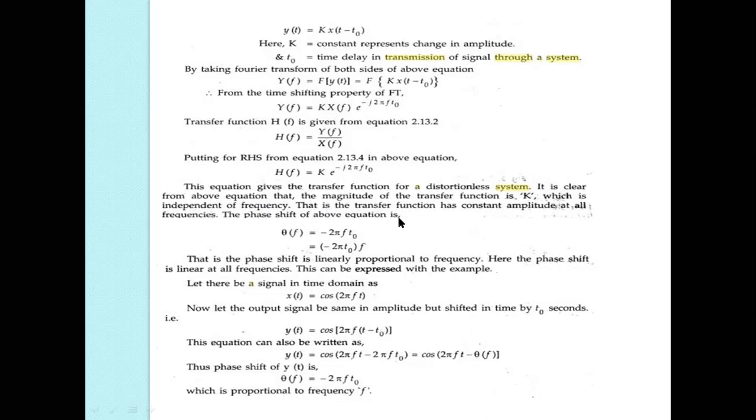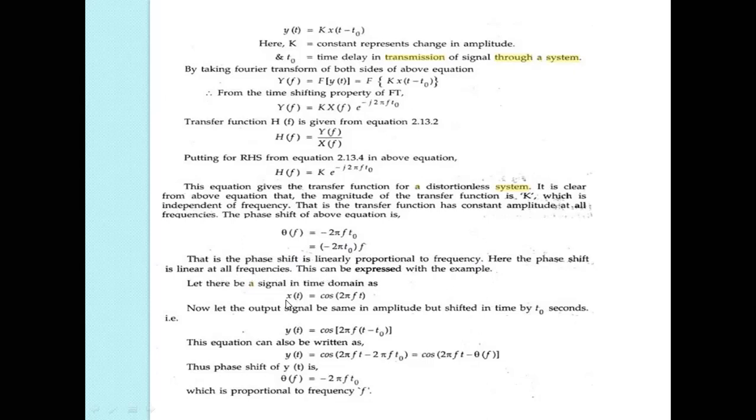But the phase shift in the above equation depends upon the frequency. Theta of f is equal to the coefficient of j here. Theta of f is equal to minus 2 pi f t naught, or minus 2 pi t naught into f. See the f here. So it depends upon the frequency. That is, the phase shift is linearly proportional to the frequency. Here the phase shift is linear for all the frequencies.